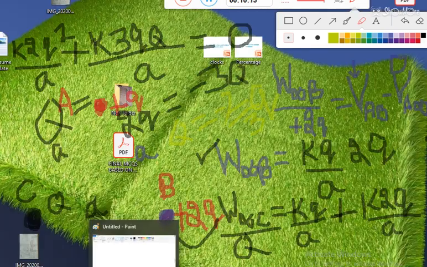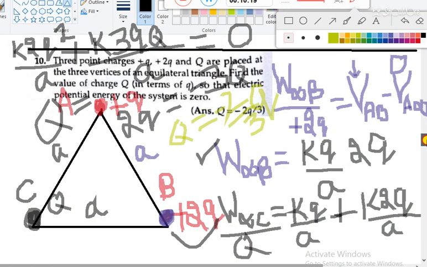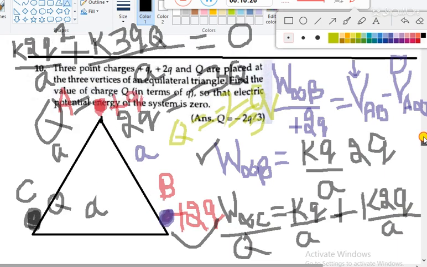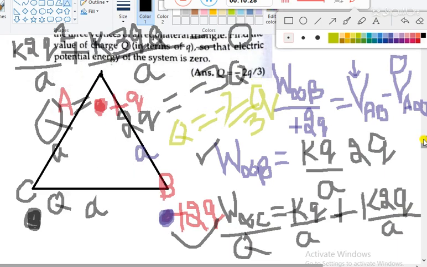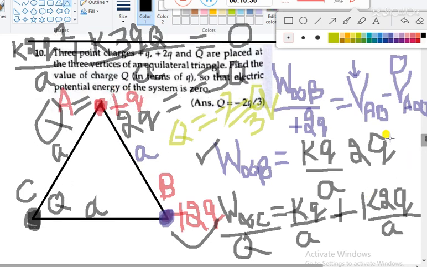If I go to the answers and check, minus 2 by 3 times small q, yes, the answer is minus 2 by 3 small q. So you have to follow the complete solution step by step, and I tried my best to explain the concept behind this. From here we started the question, and you can understand the concept and then solve easily.